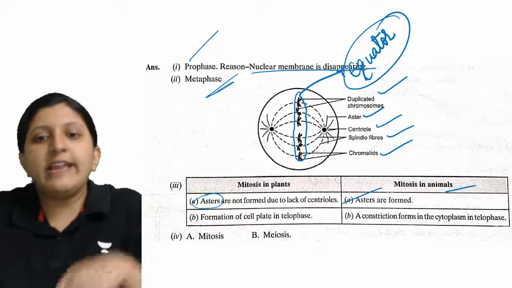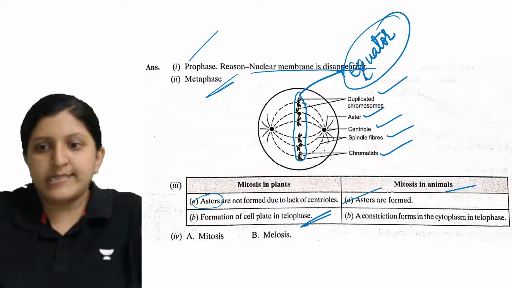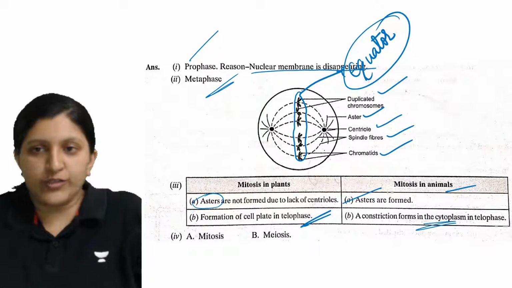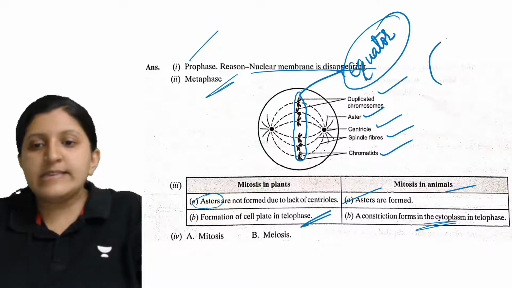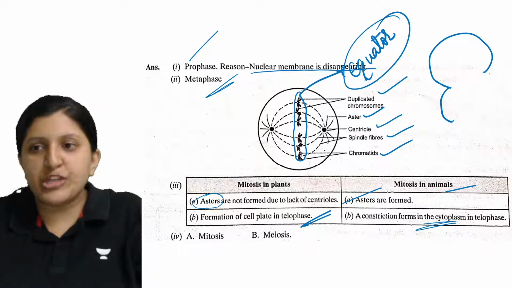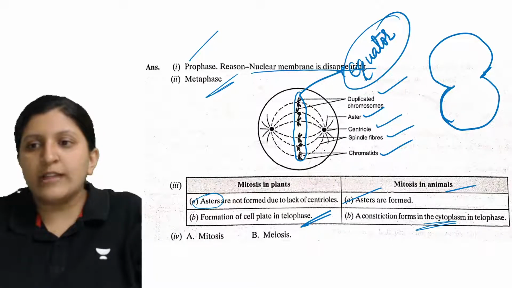Alright, so then next one is formation of the cell plate in the telophase. A constriction forms in the cytoplasm in the telophase. So what exactly happens? Now you know this is an animal cell where you can see a constriction like this. So that is a furrow formation you can see, and the division occurs here.